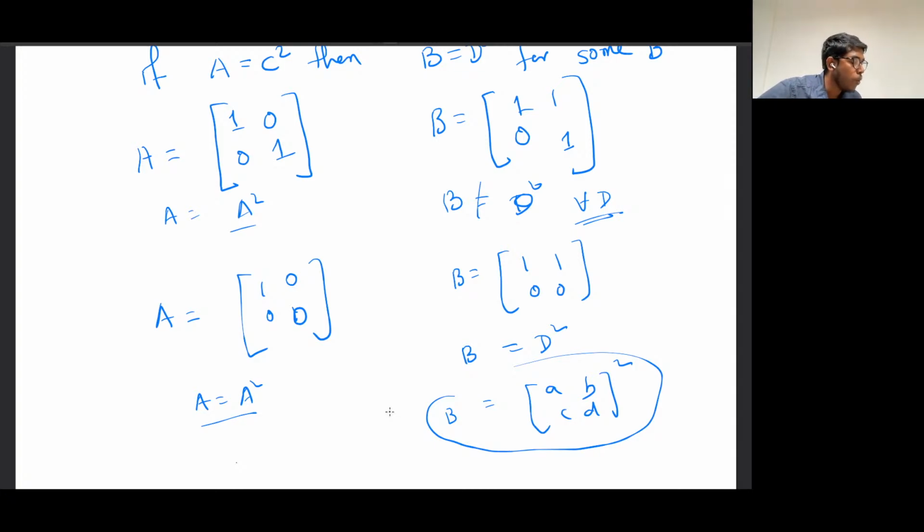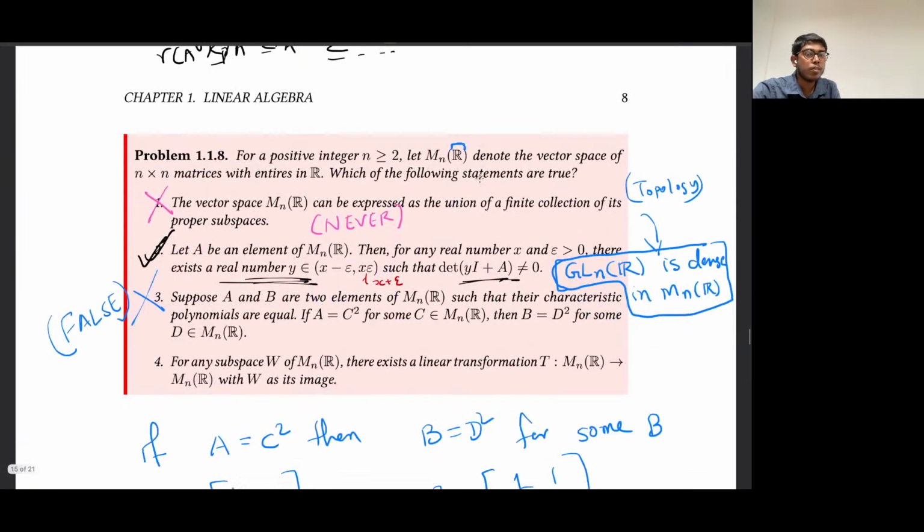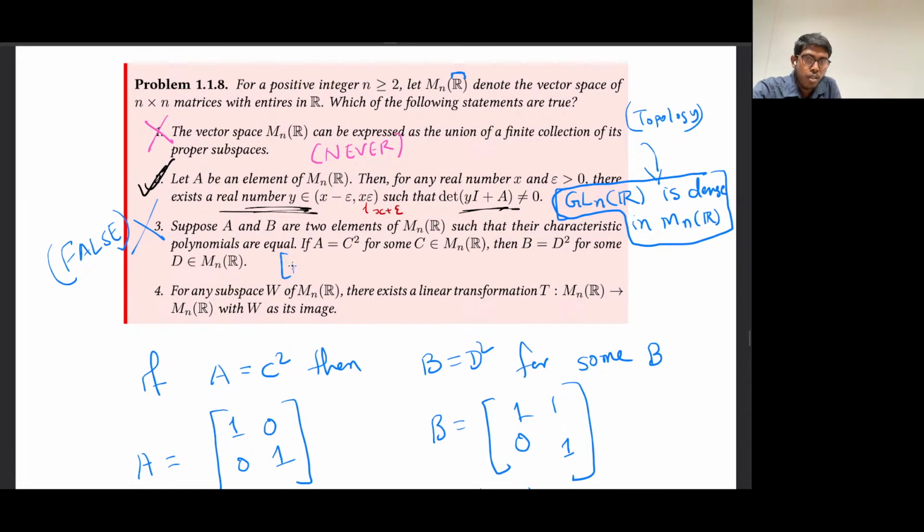So Mato, why do you say that that's true? Any guess? Okay, fine. Okay, so this is not true even in the field of complex numbers. This is not true even in the field of complex numbers. Okay, yeah.